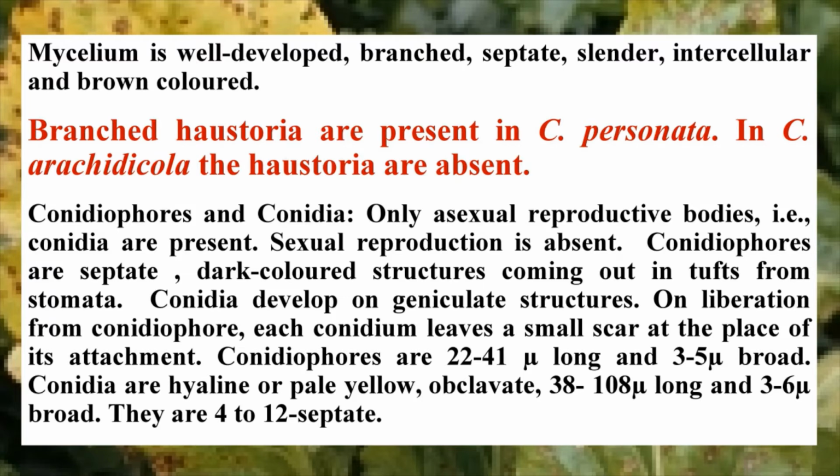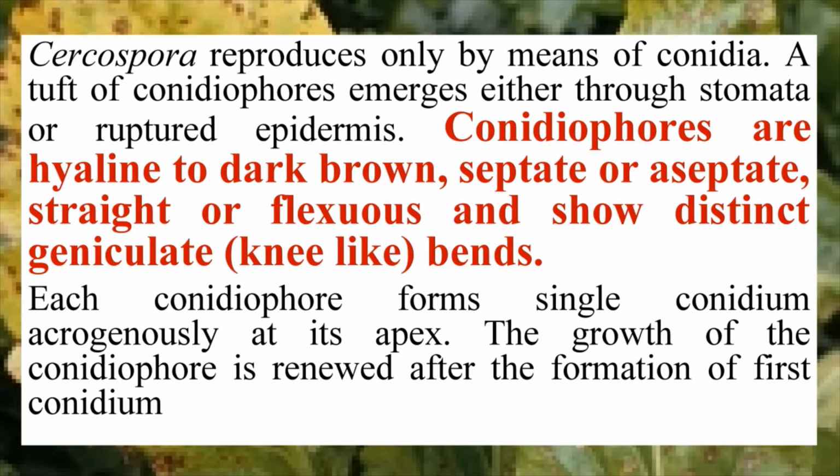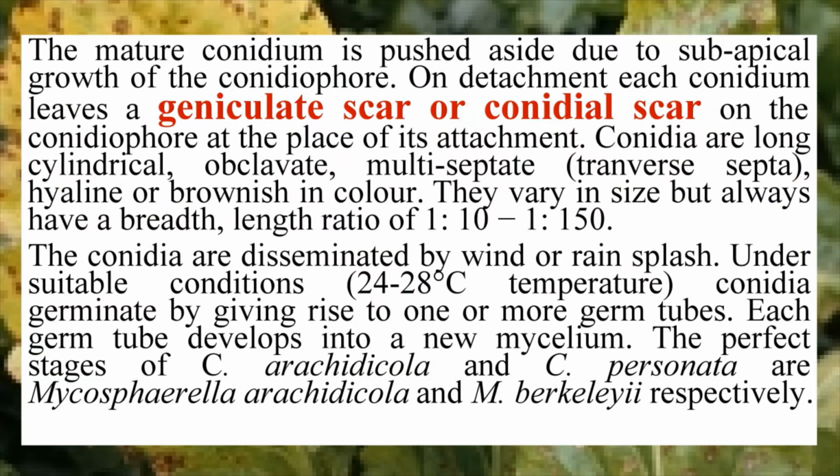Conidiophores, which are produced in the pseudostromata, produce conidia, and these conidia are the reproductive structures. Conidia are produced on a geniculate structure, that is a knee joint like structure, and on liberation these conidia cause reinfection on the host plant. The sizes of these conidia and conidiophores are given here. The conidia are septate, with about 4 to 12 septa in each conidium, which are very long, and they are produced in tufts or clusters.